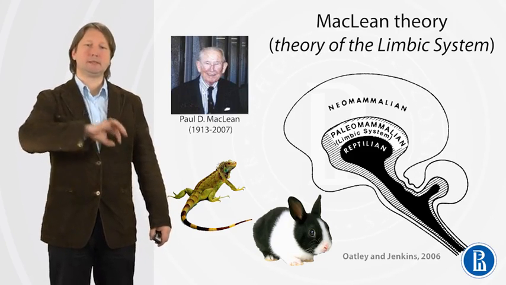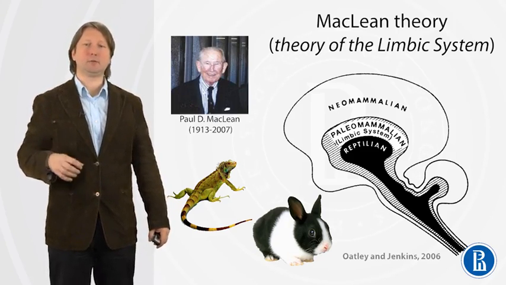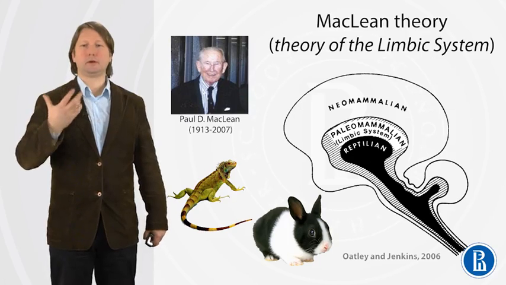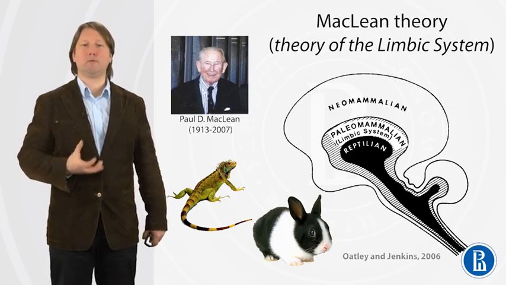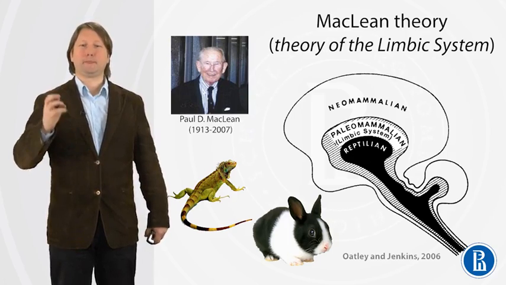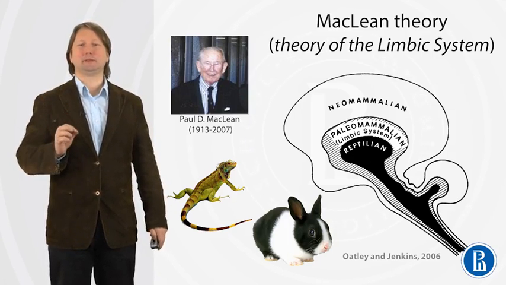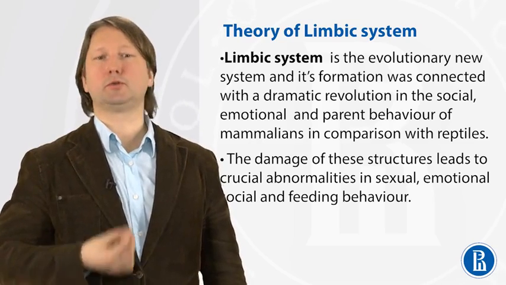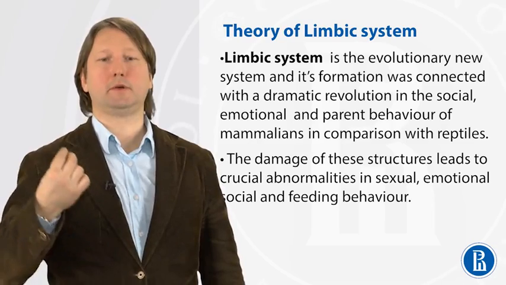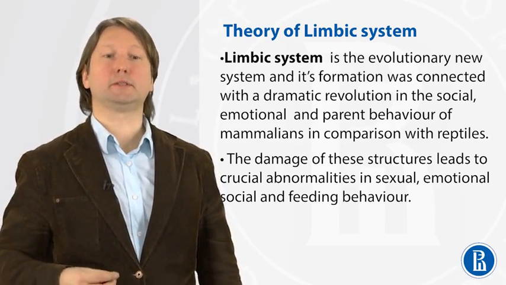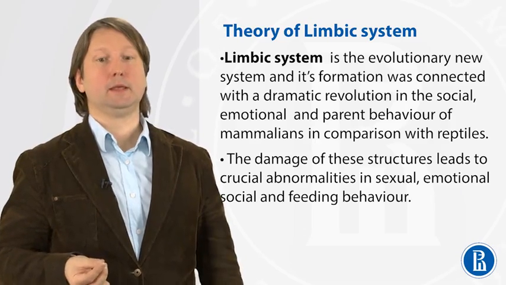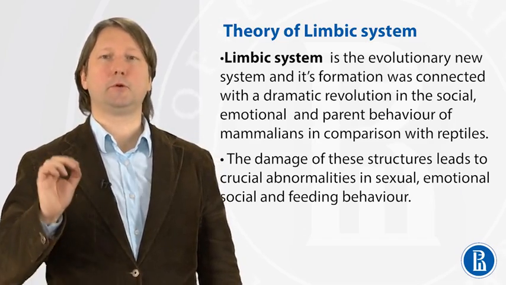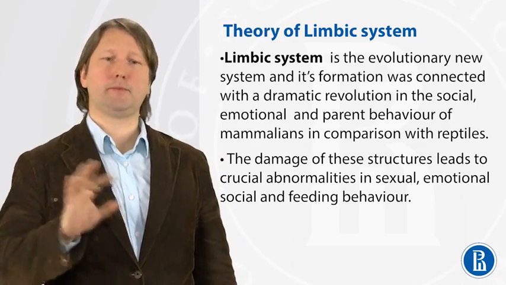So this is a system in our brain that is linked to emotions, to our social life, to our care about our offsprings, to our vocal communication. So this region, or limbic system, is related to a dramatic revolution in social, emotional, and parent behavior of mammalians in comparison with reptiles. So interestingly, the damage of these structures indeed leads to quite critical abnormalities in sexual, emotional, social behavior.